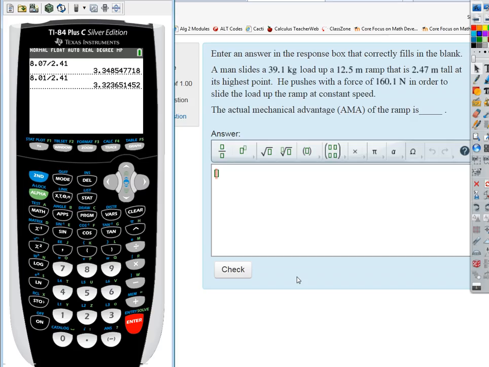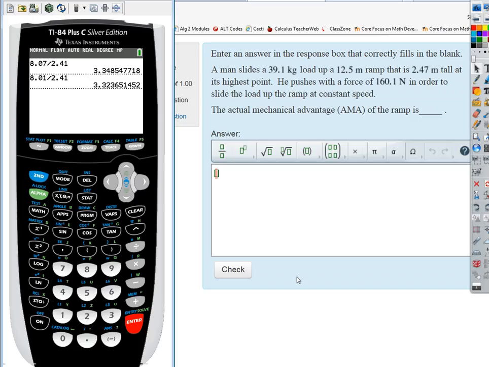Moving it up 2.47 meters. Yeah, so I'm lifting the load up 2.47 meters, right? So it's the mass, the weight of that mass. So what's that gonna be? 39.1 times 9.8, it's gonna give you the weight in newtons, right? Times 2.47. Times 2.47, so that's the output force. What's the input force gonna be? Oh, actually not times 2.47, sorry.